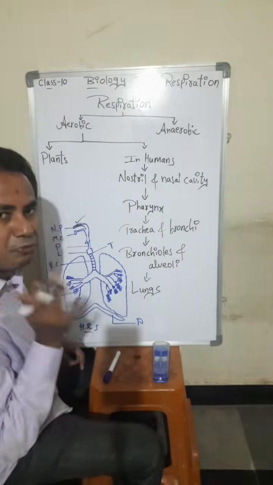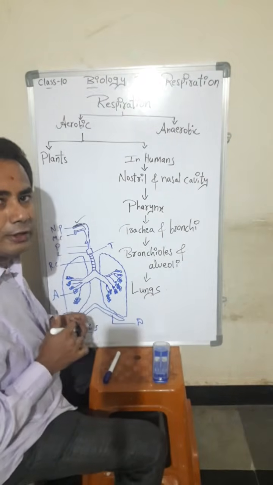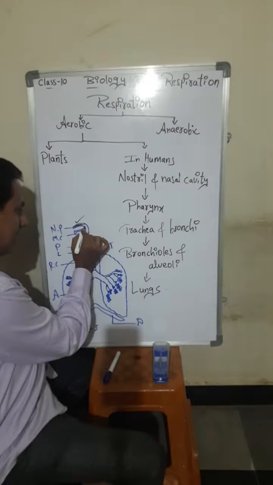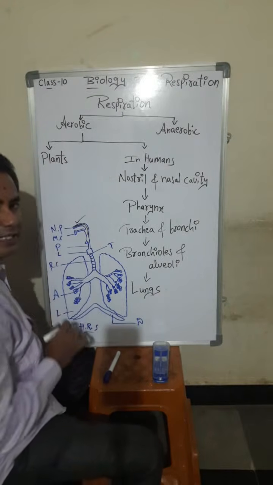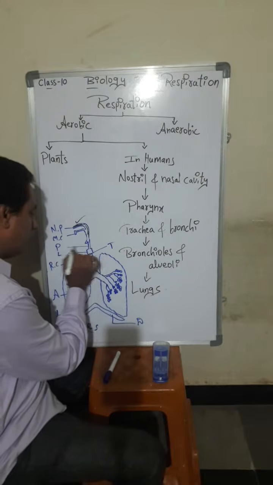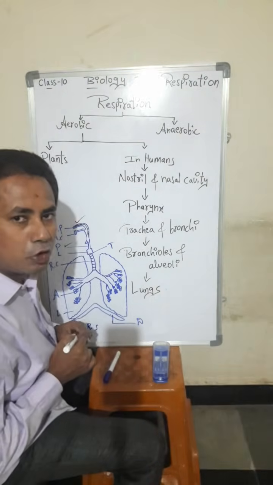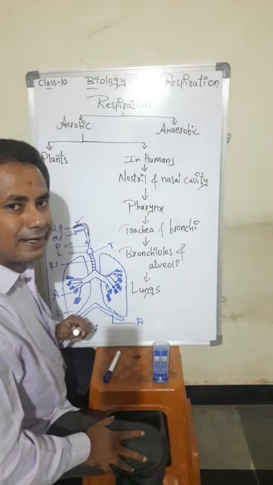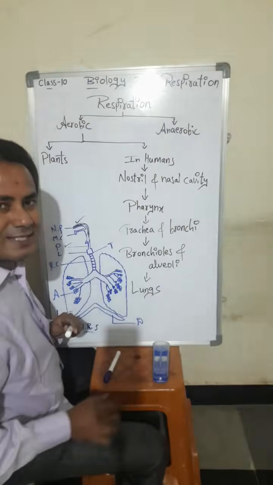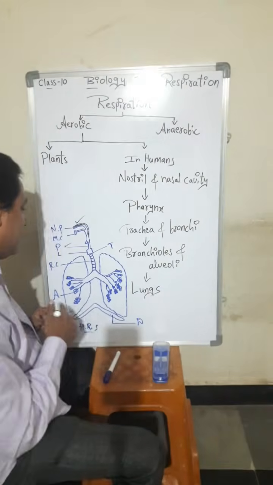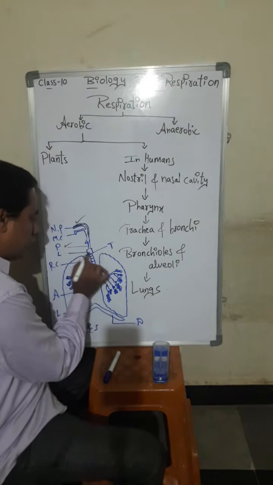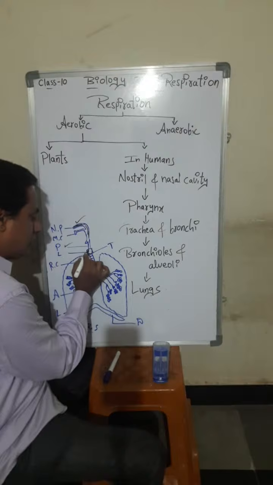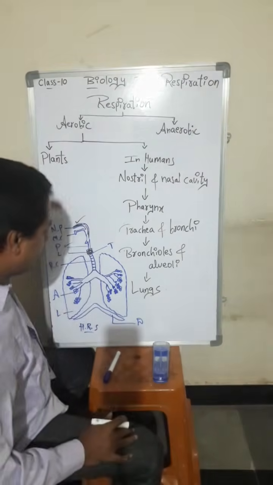So when we sleep, we inhale the air through the mouth, and the air will come towards the pharynx. This pharynx is an opening for both food as well as air, a common passage for food as well as air. The air then comes to the larynx. This part is known as the larynx, students.